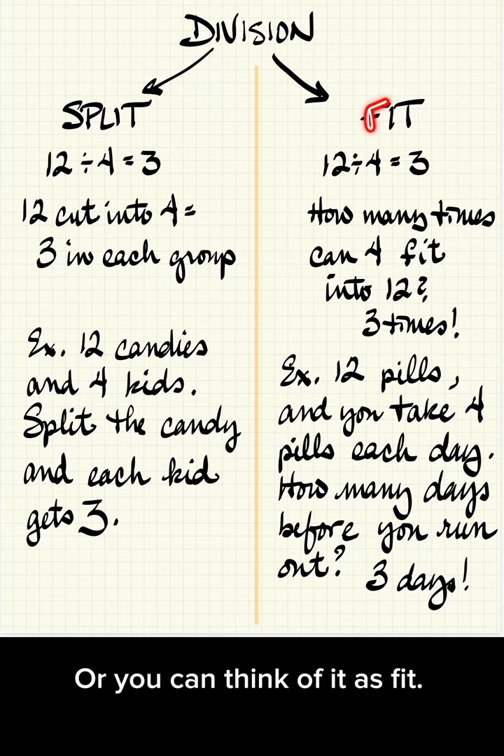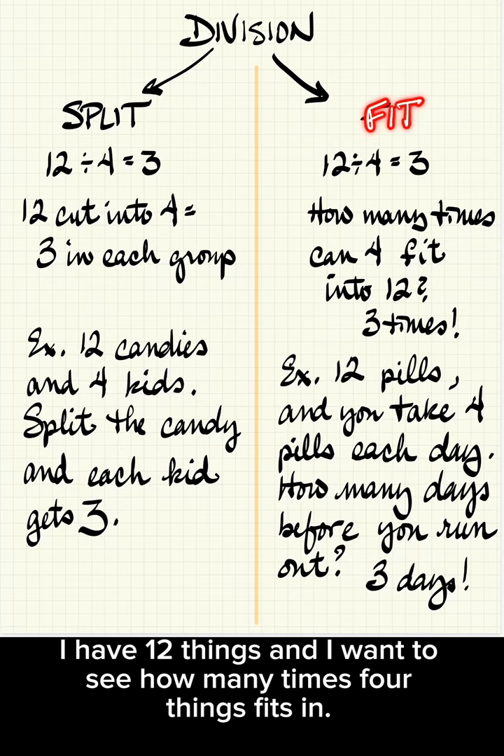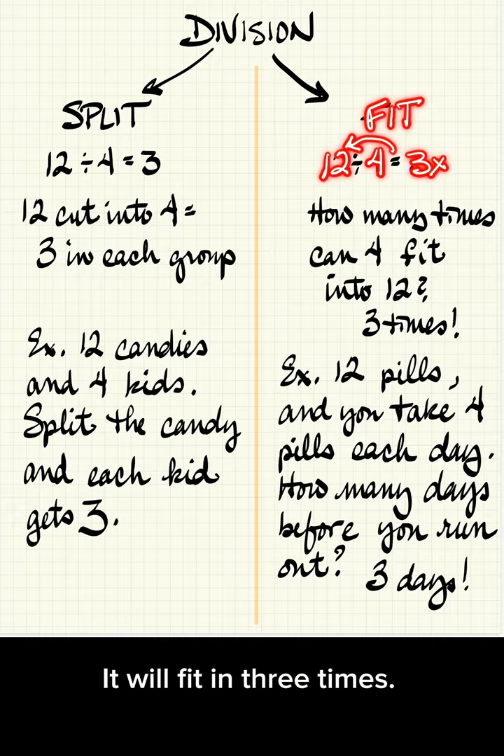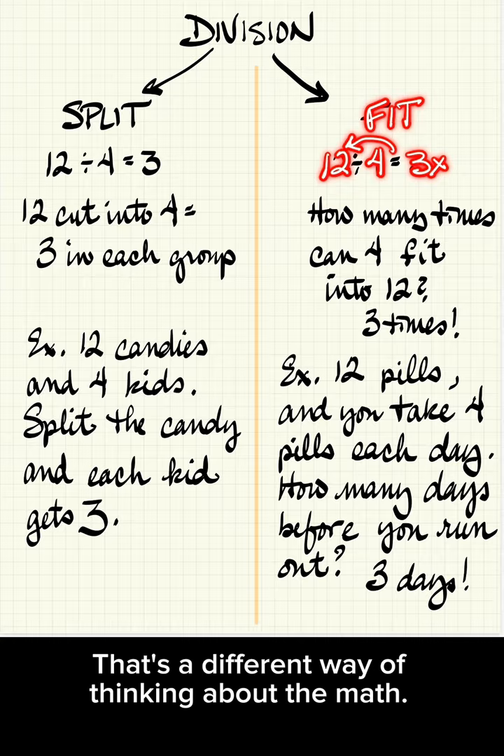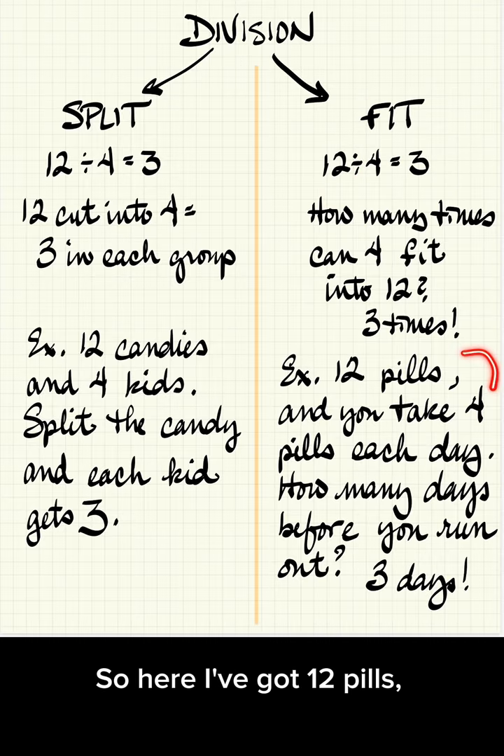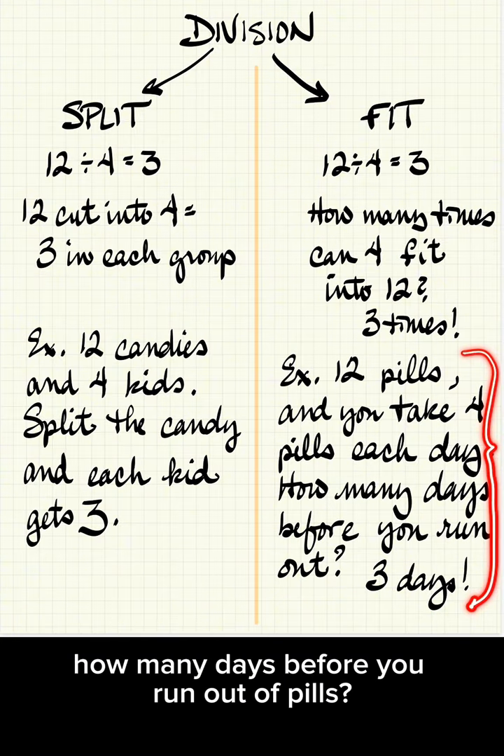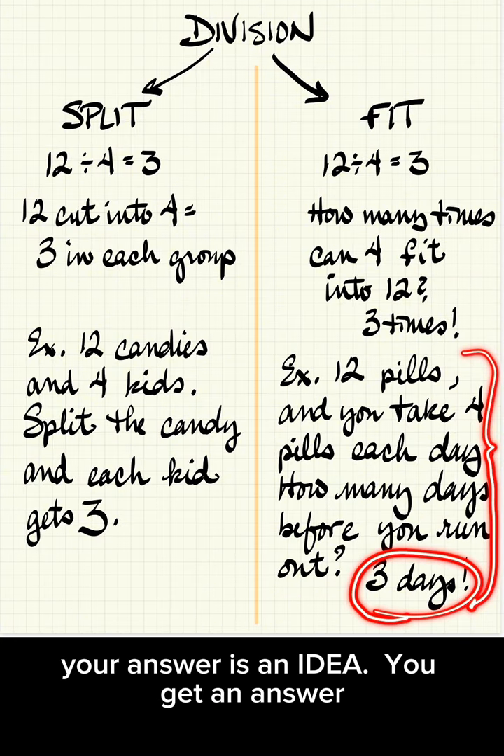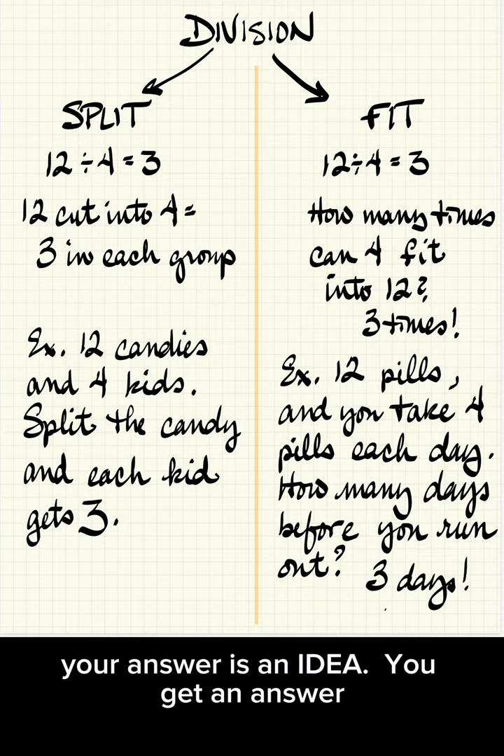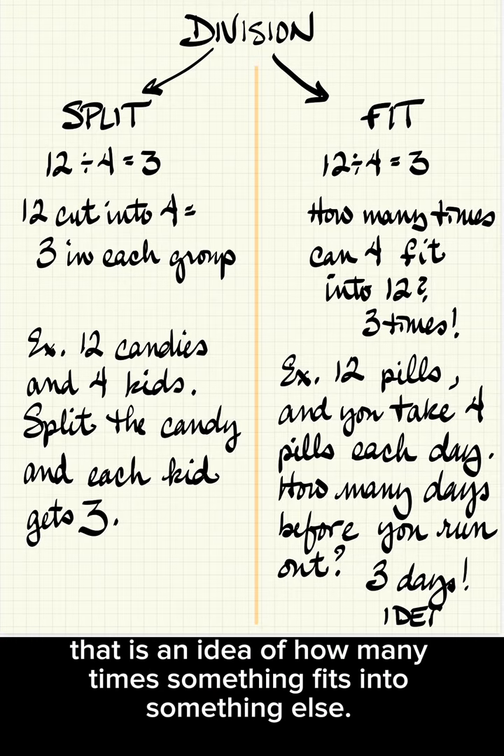Or you can think of it as fit. I have 12 things and I want to see how many times 4 things fits in. It will fit in 3 times. That's a different way of thinking about the math. So here I've got 12 pills and you take 4 pills each day. So how many days before you run out of pills? 3 days. Here your answer is an idea. You get an answer that is an idea of how many times something fits into something else.